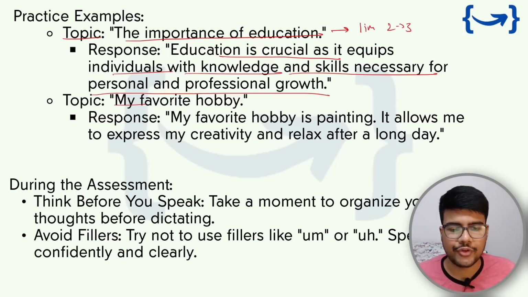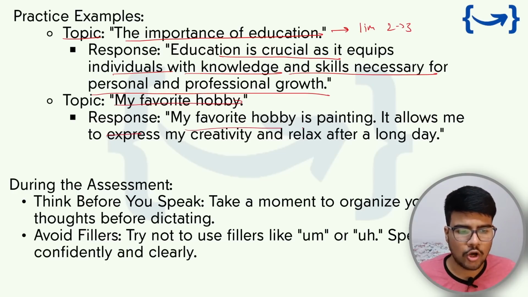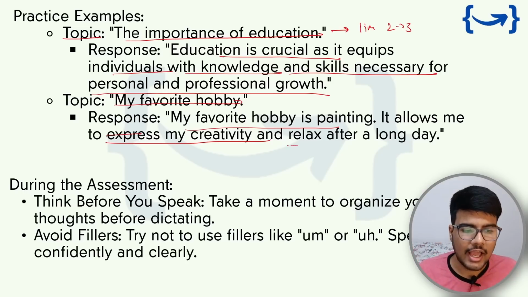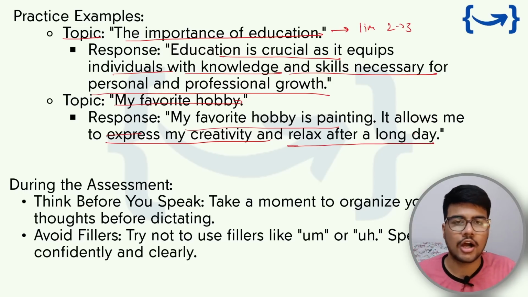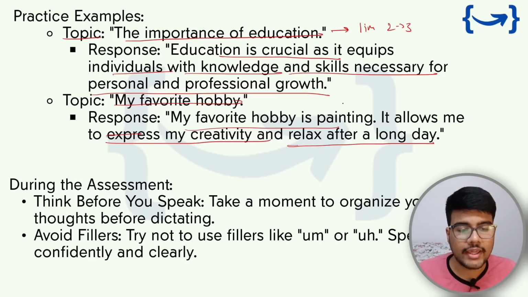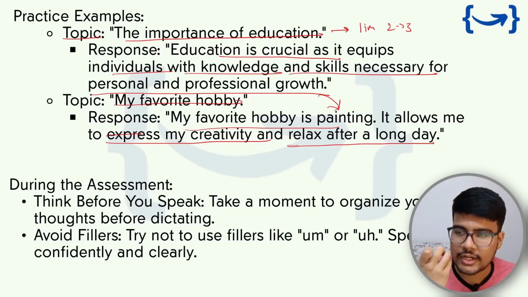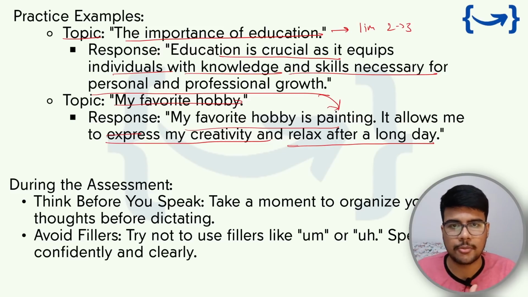Now topic, my favorite hobby. Response: my favorite hobby is painting. It allows me to express my creativity and relax after a long day. Now, why does that person love painting? Because he can express his creativity and relax. So you are giving the justification for your hobbies as well. So try to focus on these types of explanations, because if you claim something, you should have a justification for it. Otherwise, your claim has no proof.